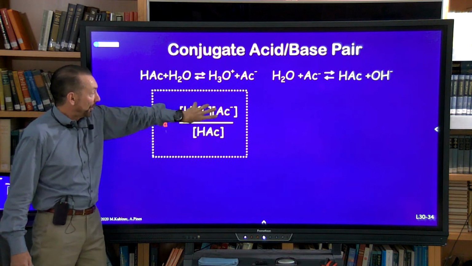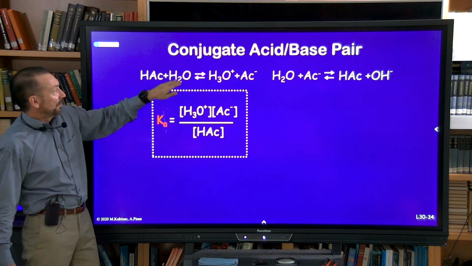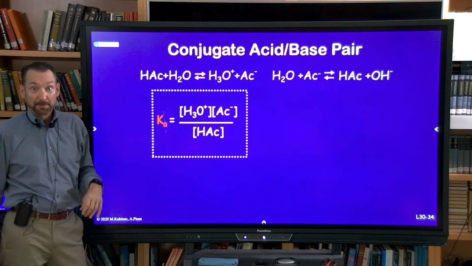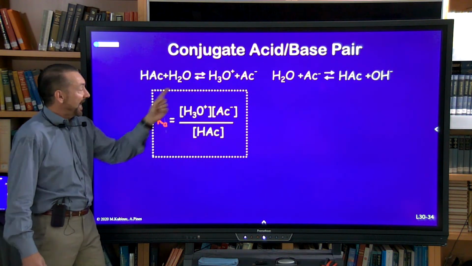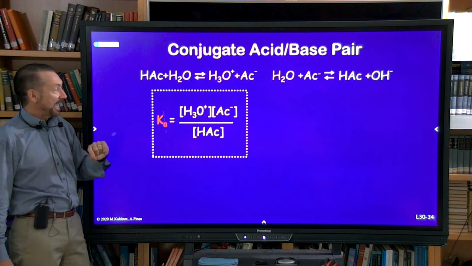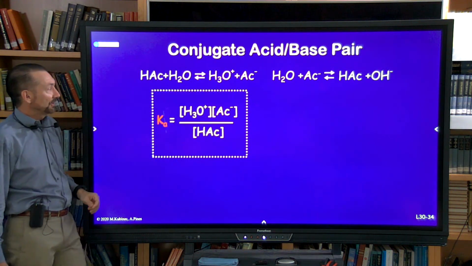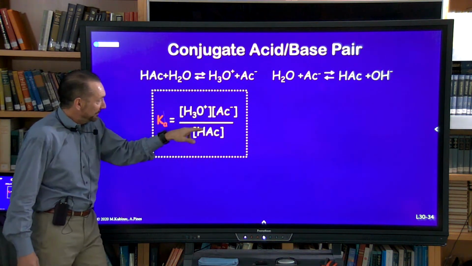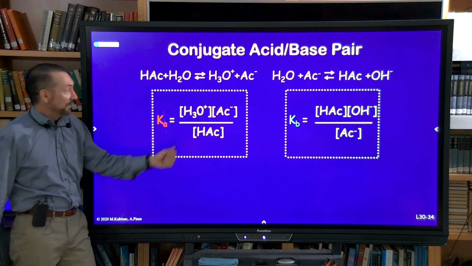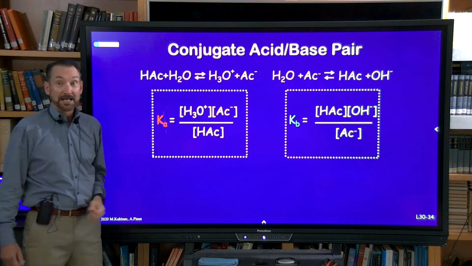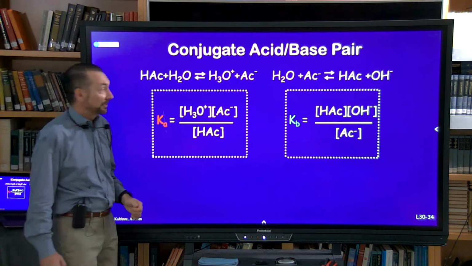Notice it's products over reactants. Water is a reactant, but it doesn't appear in the equilibrium expression. So we have this K. We call it a Ka because it's an acid dissociation. And Ac minus, the conjugate acid base pair, appears in the equilibrium expression. So both of those are going to appear at some concentration in the solution.